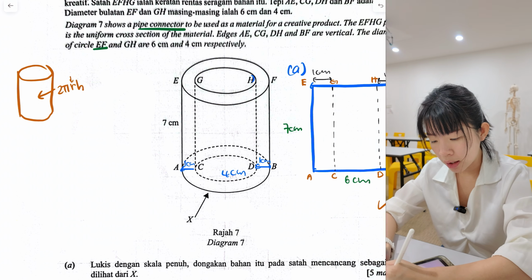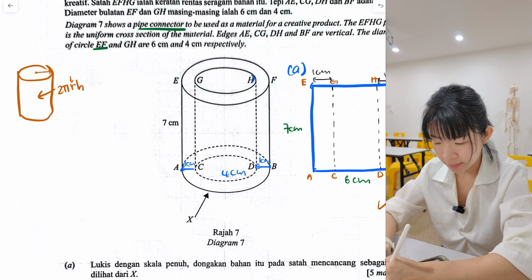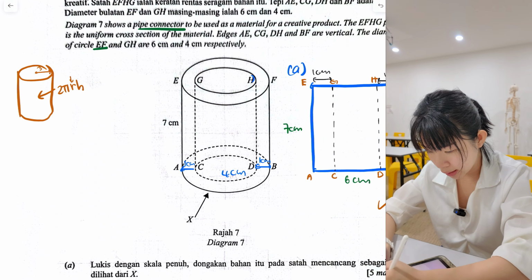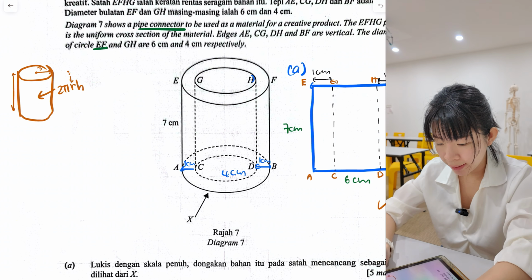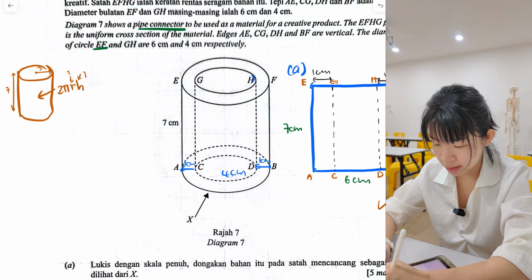So how about the r? We take the biggest diameter, the radius is 3. So make sure for the r we put 3. How about the height? The height of this pipe is 7 cm, so the h is 7.